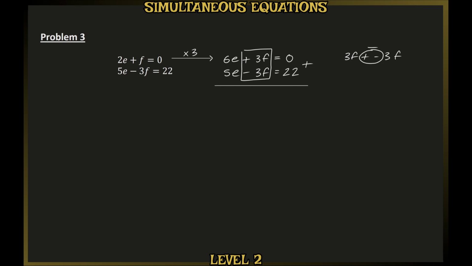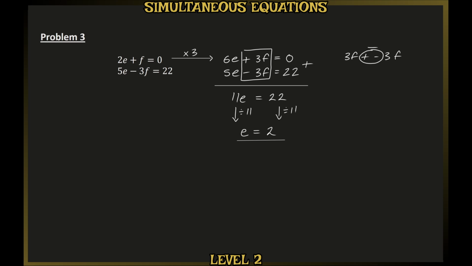So starting with the e's, we have 6e plus 5e, which is 11e. We know that the plus 3f minus the minus 3f becomes 0, so it disappears, and 0 plus 22 is 22. We can now solve this equation to find the value of e. To remove the times 11 from in front of the e, we use its inverse, which is to divide by 11, and do the same on the right. So on the left, the times 11 and the divide by 11 cancel out to leave us with e. And on the right, 22 divided by 11 is 2. So e equals 2 is the first part of our solution.